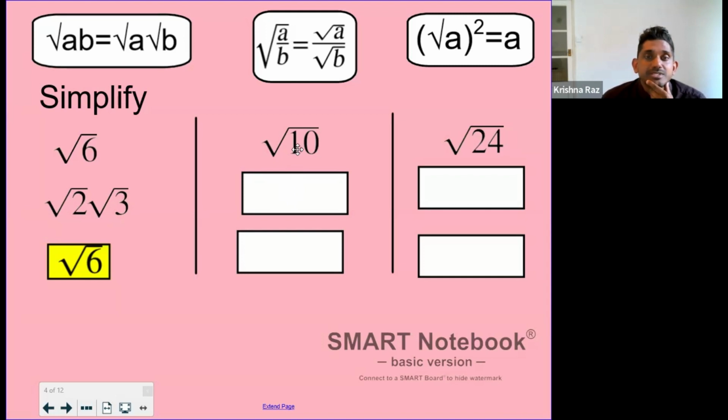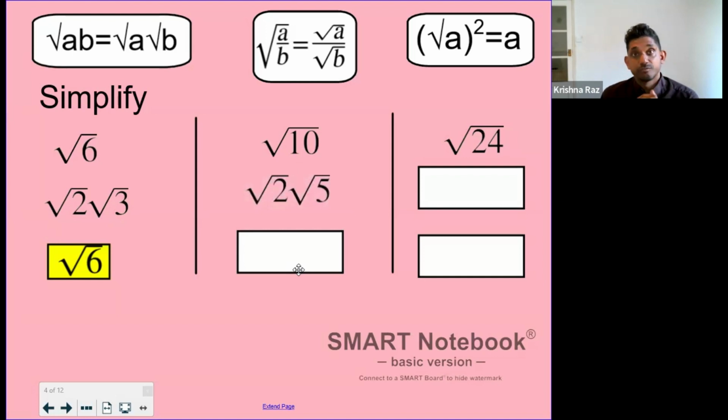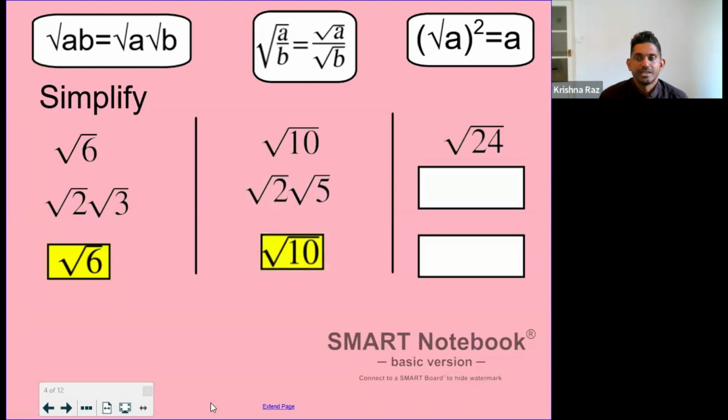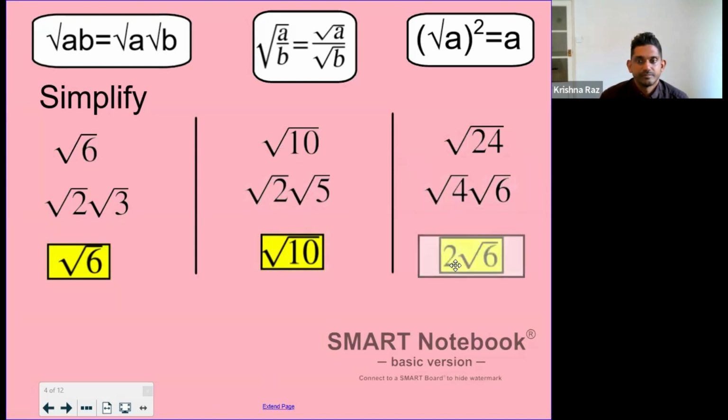We'll have a similar situation with the second example with root 10. Root 2 doesn't simplify, root 5 doesn't simplify, so we'd rather leave it as root 10. Root 24 is a little bit different because I'll have 4 times 6, which will simplify to 2 root 6.